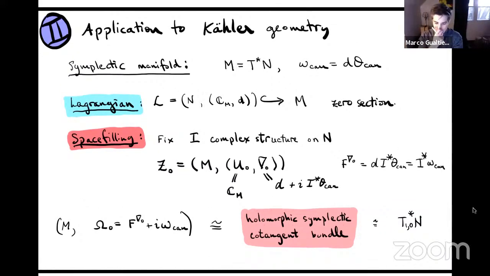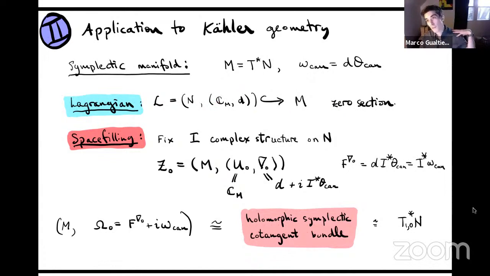Okay, so how can we use this for Kähler geometry? Well, there's a very interesting thing you can do with space-filling branes anytime you have a Kähler structure. So let's look at a particular symplectic manifold, the cotangent bundle of the manifold N. It's equipped with the canonical symplectic form, which, as we know, is exact. So inside this symplectic manifold, we have everyone's favorite Lagrangian, which is the zero section, equipped with the trivial local system.